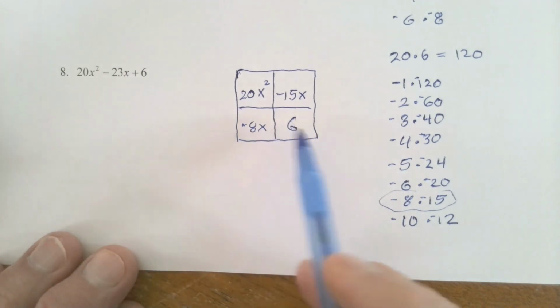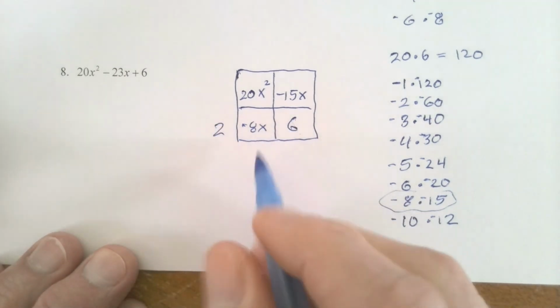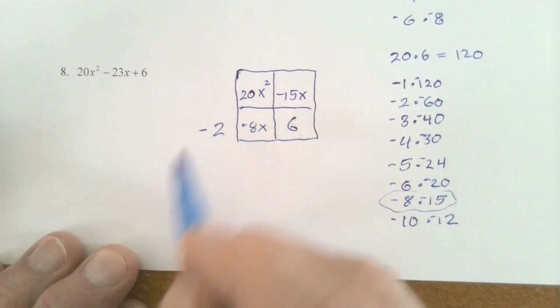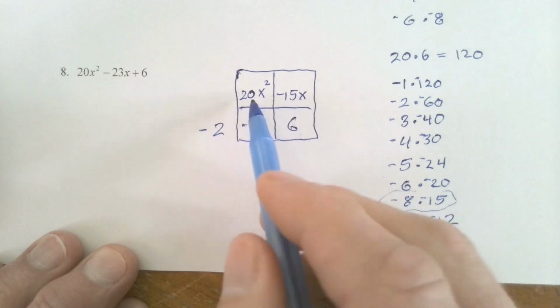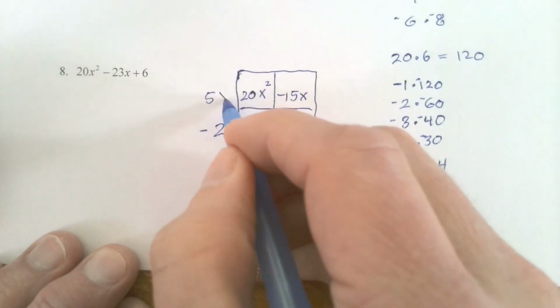What divides both of these? 2. The closest box is negative. You should put negative here. What divides both of these? Biggest number I know of is 5. Don't forget to bring out also an x.